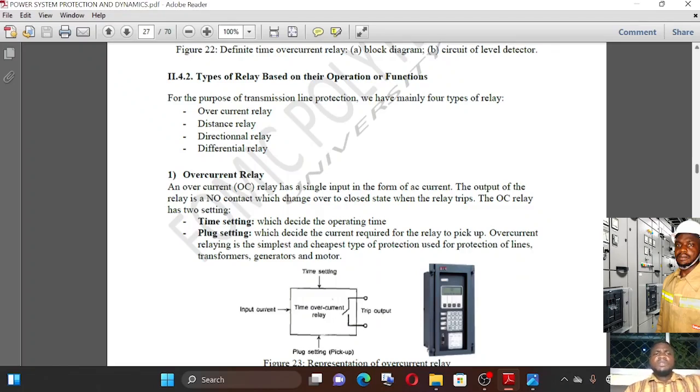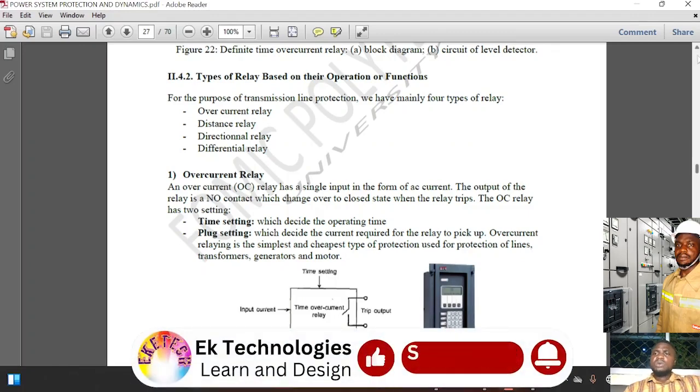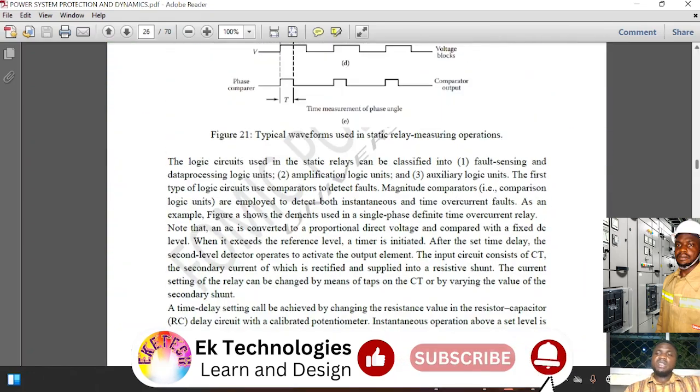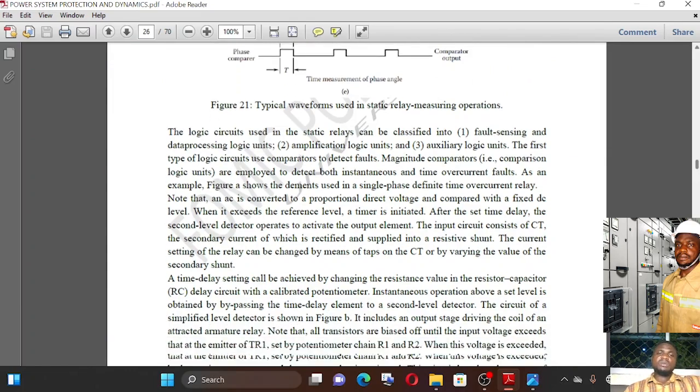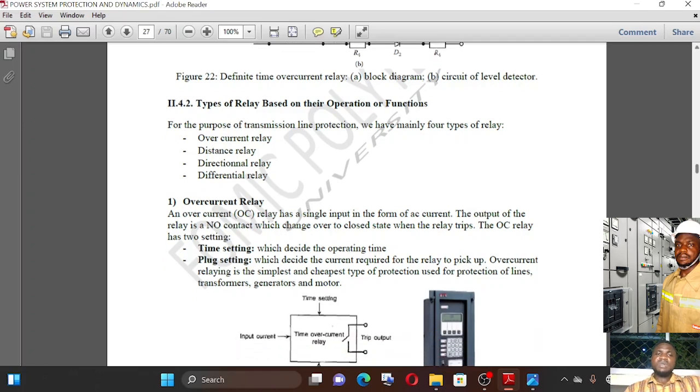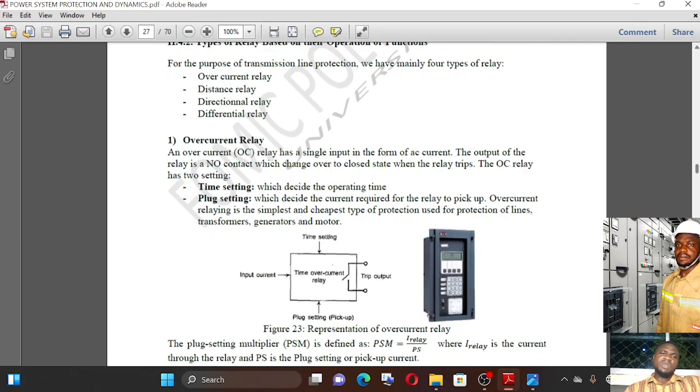Then we are going to look at the various types of relays based on their operation. The ones we saw above were the various types of relays based on their construction. So based on their operations here, because the operation is particularly tied to the purpose for which it is used in transmission line protection. So we have the overcurrent relay, the distance relay, the directional relay, differential relay, and so on. So these are the main types which have been highlighted.